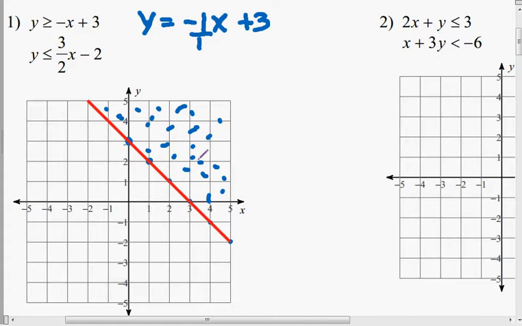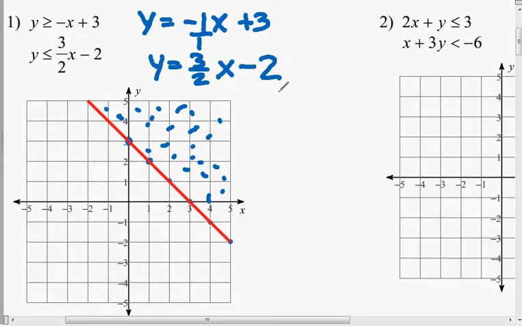Because I have to graph the other equation now, or the other inequality. And I'll do that. So y equals 3 halves x minus 2. It's a fraction, but actually with a slope, a fraction is nice because it gives us the rise and the run.